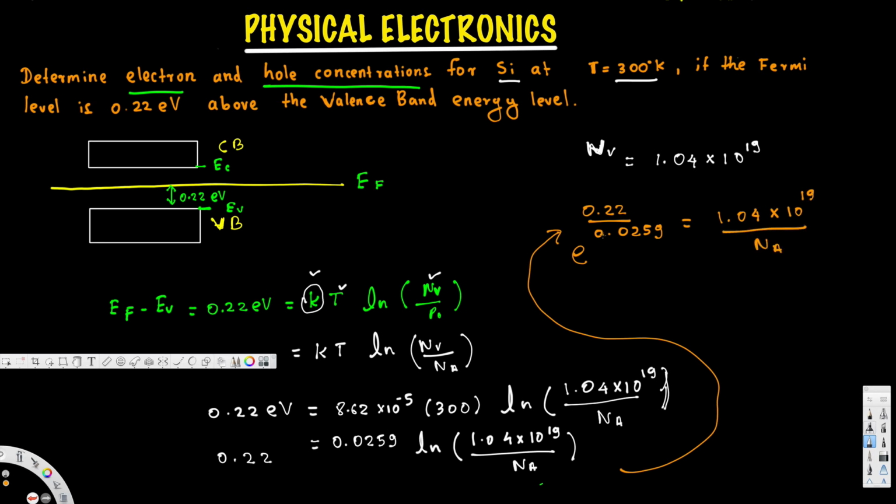And if you calculate this e power value, you will get 4914.77, which is equal to 1.04 times 10 to the power of 19 divided by Na. Therefore, if you rearrange and solve for Na, you are going to get 2.12 times 10 to the power of 15 per centimeter cube. So this is our hole concentration.